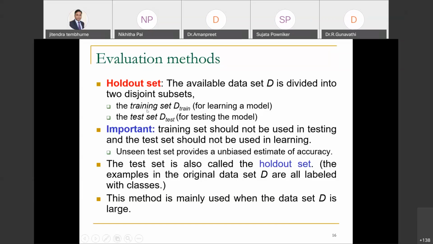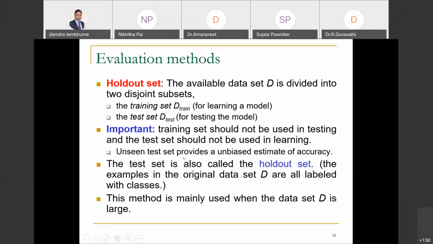So the training data set will be for learning a model, and the testing data set will be for testing the model. That is the first thing that you have to do. Most of the time people use different kinds of percentages. It is not a count, it is a percentage. An 80-20 separation is what people mostly utilize. So the training data set will be 80% and the testing data set will be 20%, so that you get enough data values for learning.